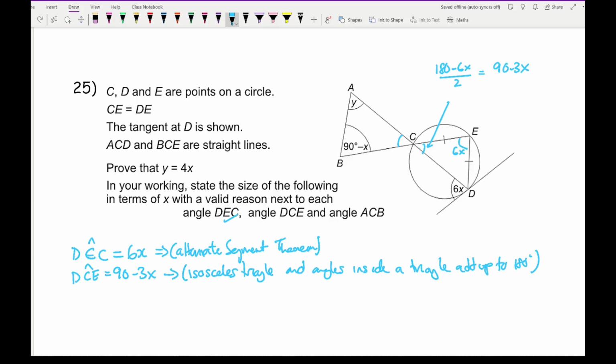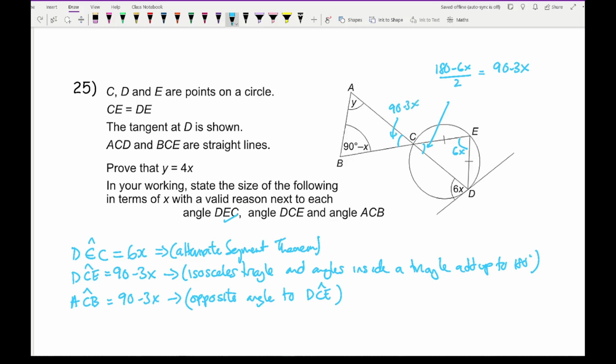So from this then we can say that ACB is also going to be 90 minus 3x, and the reason for that is because it's an opposite angle to DCE. So there's our proofs that we needed. So that's going to be 90 minus 3x.